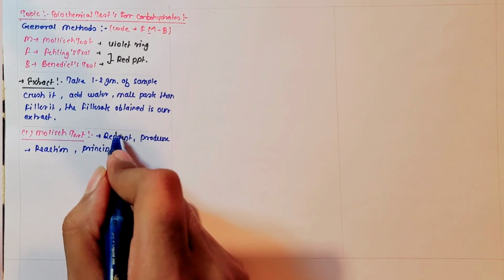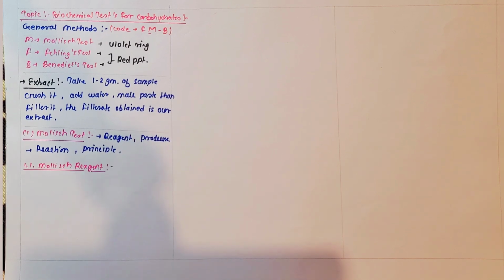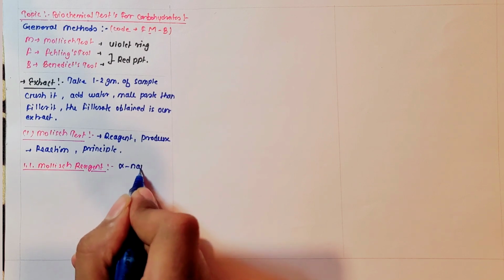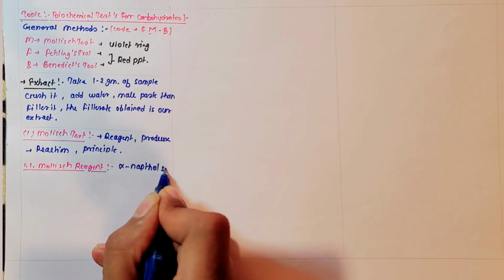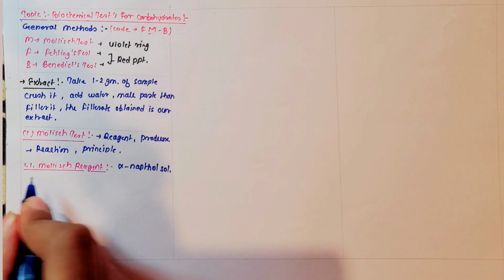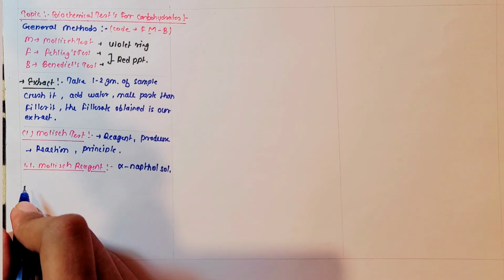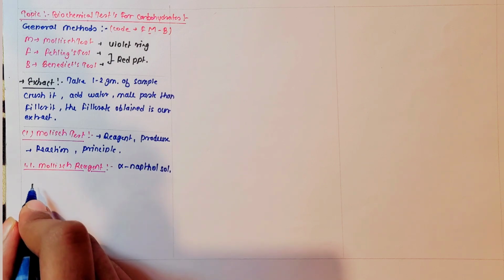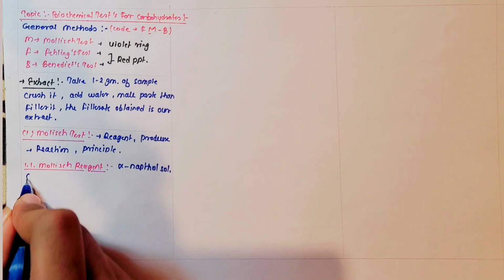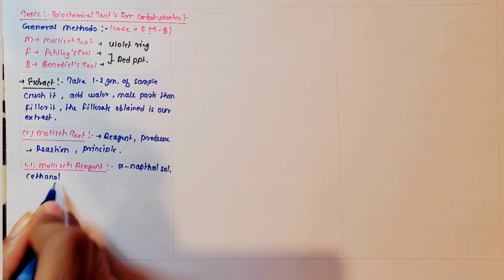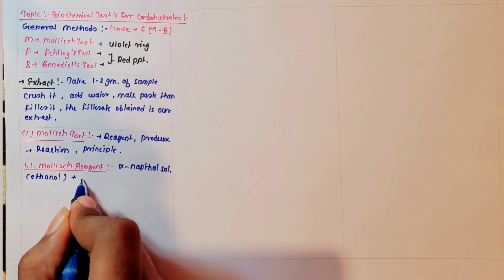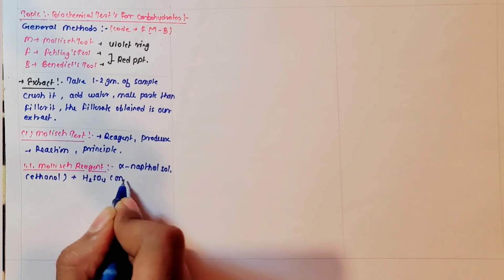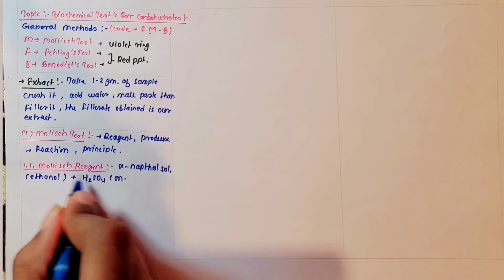So let's first talk about the reagent. So the Molisch reagent is actually alpha naphthol solution. That is, alpha naphthol is actually in solid condition in normal room temperature. So it has to be prepared in solution form with ethanol plus few drops of H2SO4 concentrated. This forms our Molisch reagent.